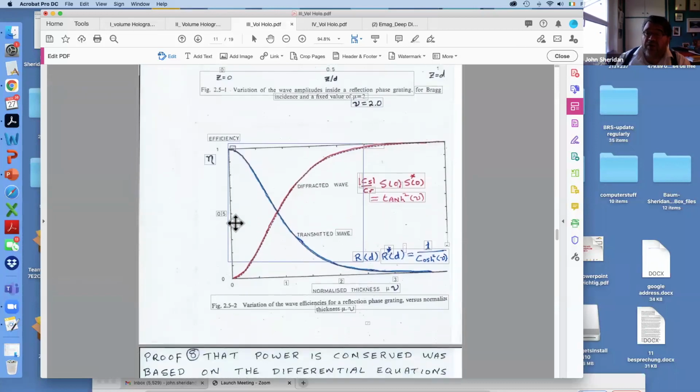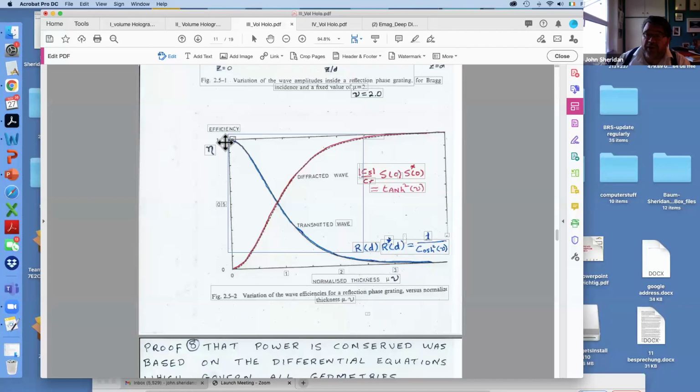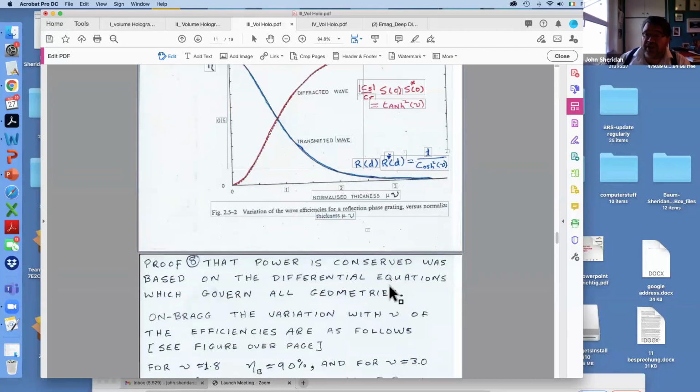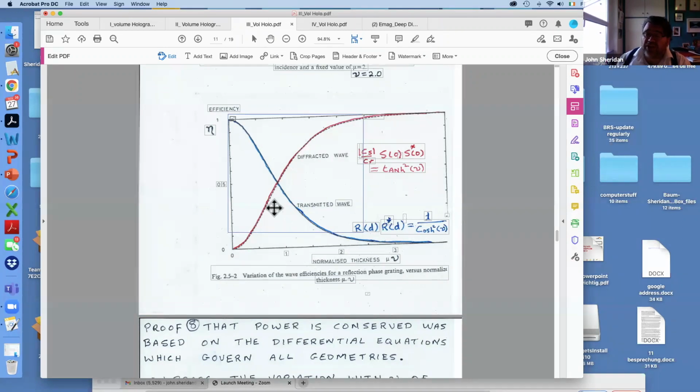And if we look at our curves for our diffraction efficiency, we get something which looks like this. Here's our input beam. And as we increase the strength of the grating, we increase the modulation or we increase the thickness, what's going to happen is the transmitted light is going to decrease, get weaker and weaker. And as we make the grating stronger, the diffracted light is going to get stronger and stronger. Okay? So these are the growth curves associated with reflection gratings.